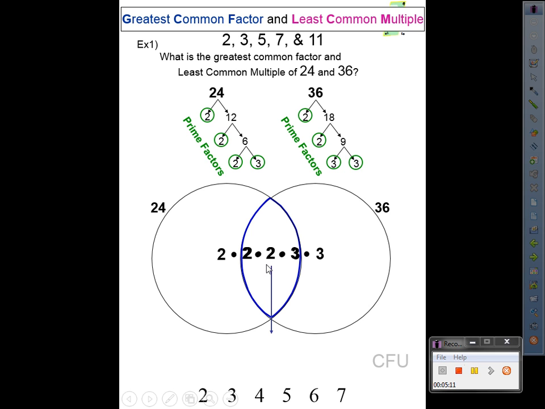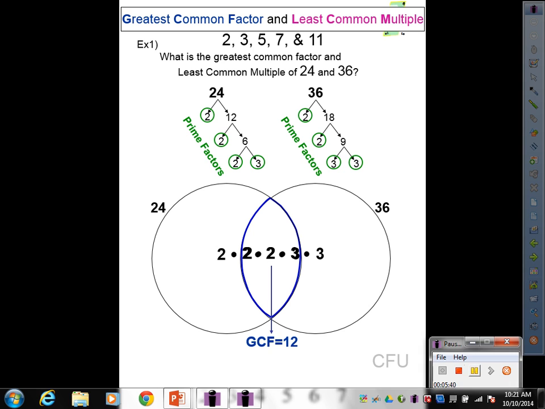So what is 2 times 2 times 3? Okay, 12. So 2 times 2 times 3 is 12. Okay, here we go. Look up, please. Guys, copy that, please. So that's the GCF. LCM, we can find it by multiplying all of these together.